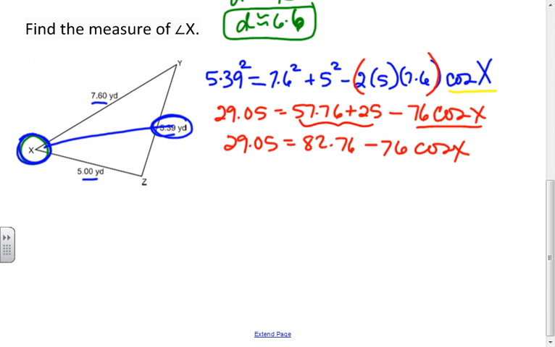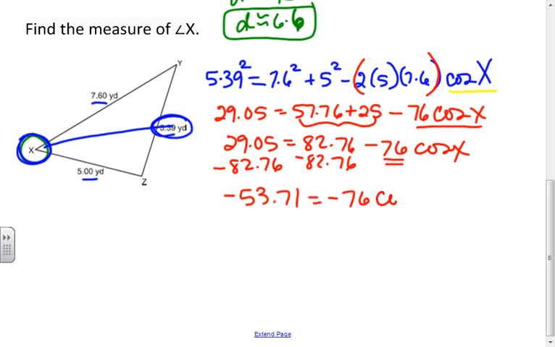So I just added. Now I'm going to subtract 82.76 from both sides, because this is multiplication first. I cannot subtract that. So I end up with negative 53.71 equal to negative 76 cosine of x. Now I can divide both sides by negative 76. This is another point where you will need to remember that cosine and sine values are always less than 1, because if this number here is not less than 1, you made a mistake.